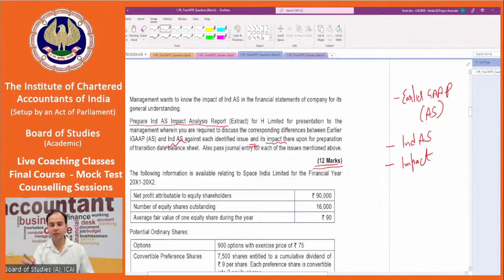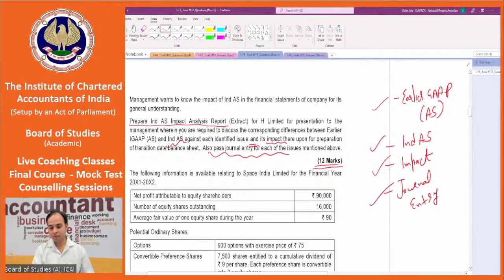if we have moved from earlier GAAP to Ind AS, because we know as per Ind AS 101, in the opening Ind AS balance sheet as on the date of transition, we have to make certain adjustments and entries in our books of accounts. We need to prepare the third balance sheet as on the transition date. So all these things we have to prepare as per the requirements of the question. And further, we have also to pass journal entry.